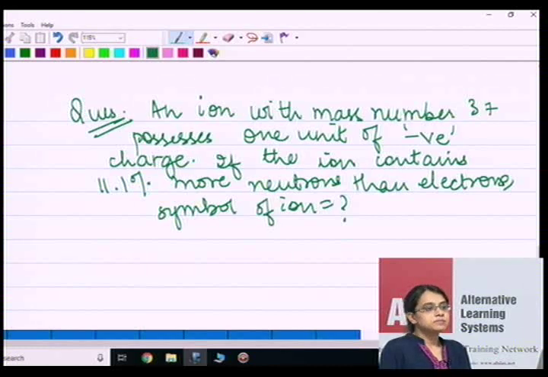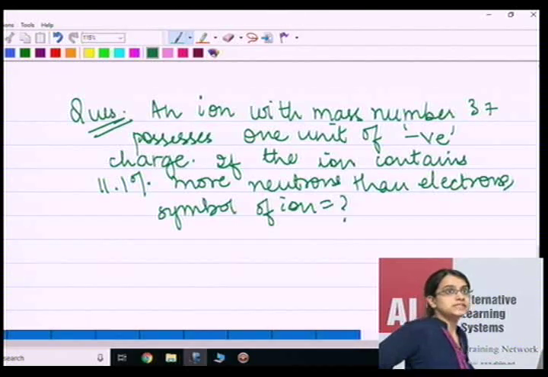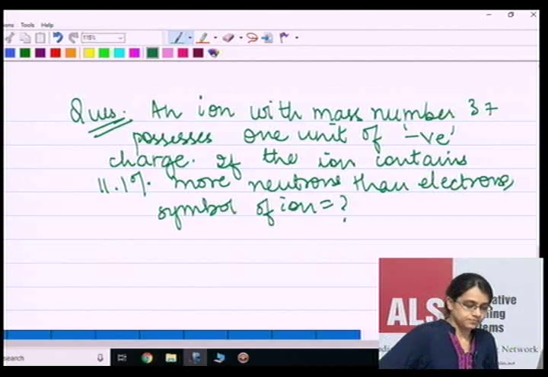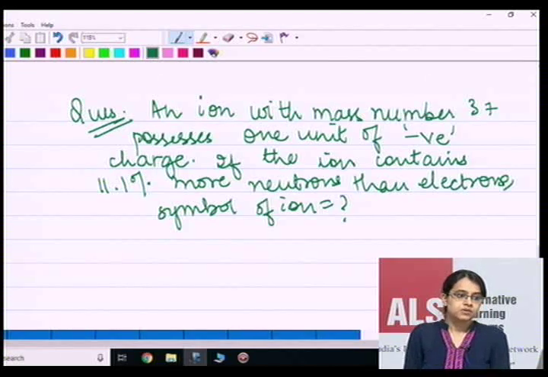An ion with mass number 37 possesses 1 unit of negative charge. If the ion contains 11.1% more neutrons than electrons, what is the symbol of the ion? Again, even if you just give me the number of protons, electrons and neutrons, it's fine. And just like before, you will have to assume something. You have to take either neutrons or electrons as x, and then solve the question.